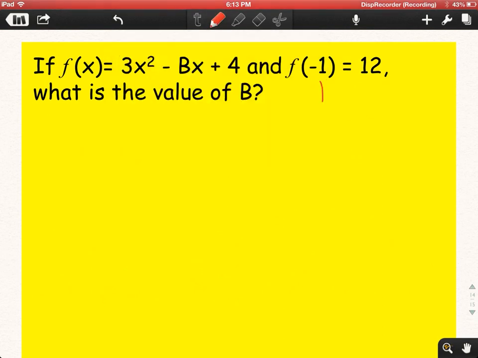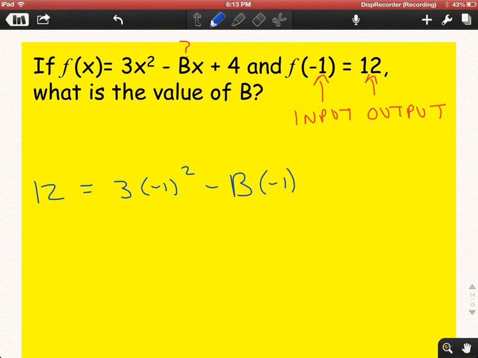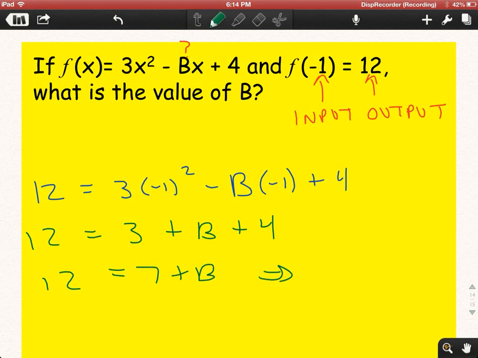All right, two last examples. Let's get back to what we were talking about before about inputs and outputs. So this says if negative 1 is an input and 12 is the output, what is the value of B? Well, this is just a little math problem here that says my output is 12 whenever I evaluate or input negative 1 for x. And you see what I have here is just an equation that has a single variable of capital B. So we have 7 plus B equals 12, and therefore B equals 5. Inputs and outputs.